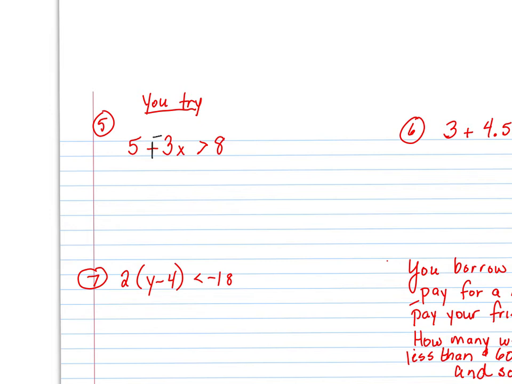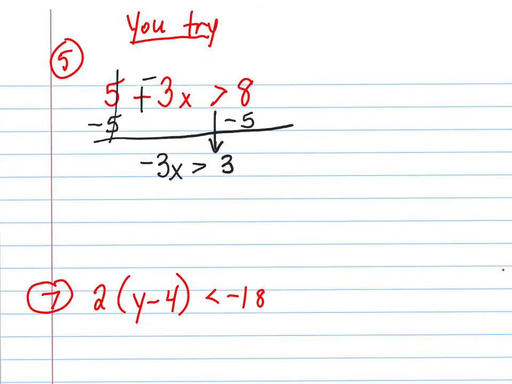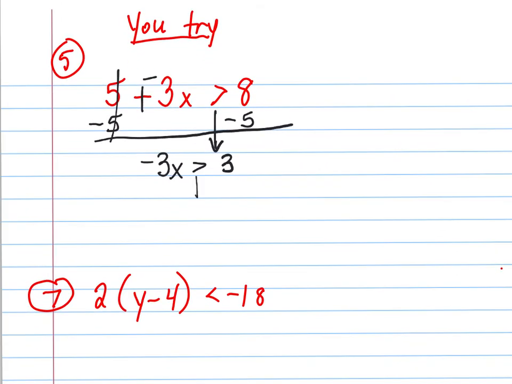Is there anything I can simplify? No. Drop your wall. They're adding 5, so we're going to subtract 5 from both sides. These cancel, leaving me with negative 3x is greater than 3. We're going to put our wall up. They're multiplying by negative 3, so I'm going to divide both sides by negative 3.